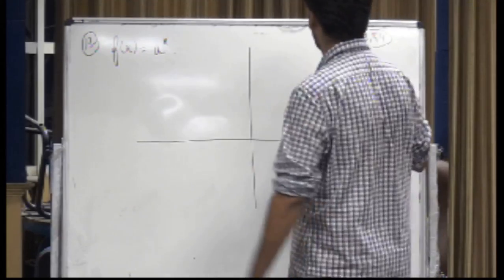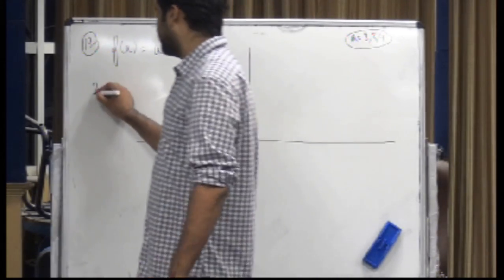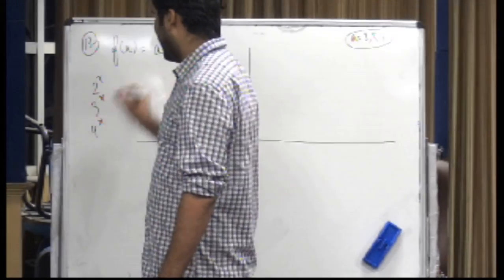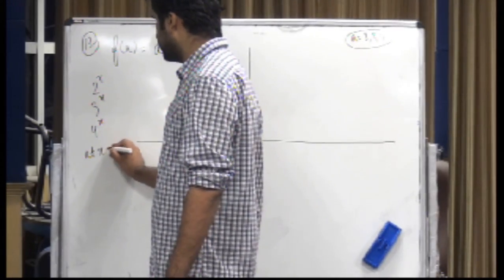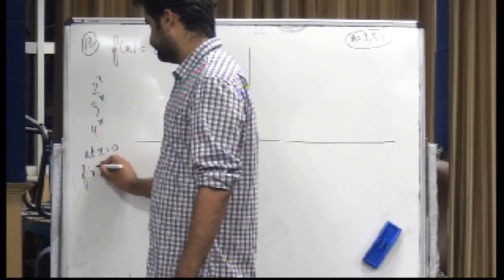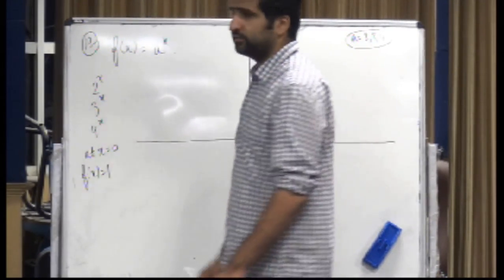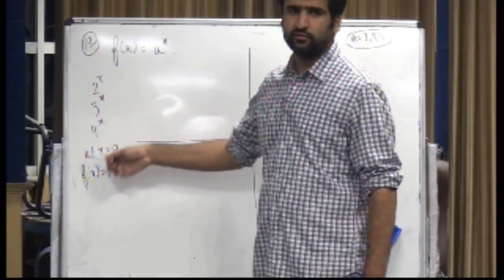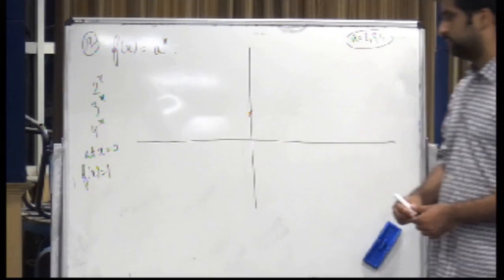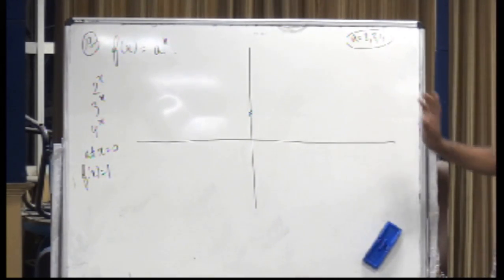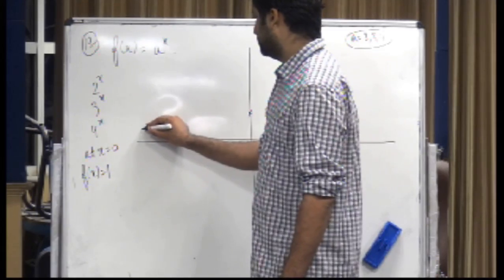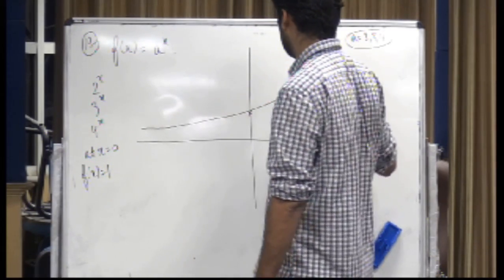So if I take 2 to the power x or 3 to the power x or 4 to the power x, at x is equal to 0, I will always get 1. 2 to the power 0, 3 to the power 0, 4 to the power 0, they're all equal to 1. So they're all meeting at one common point, which is 1. Now for 2 to the power x, let's say the graph is this one.